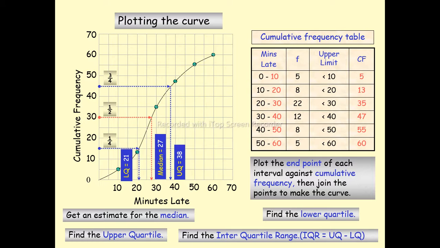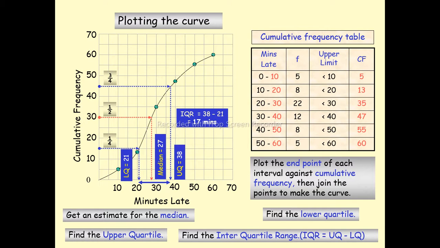Now the interquartile range, right? The interquartile range is going to be the upper quartile minus the lower quartile. So it's going to be 38 minus 21. Again, 38 minus 21 was what? 17, yeah. And so that was the interquartile range.